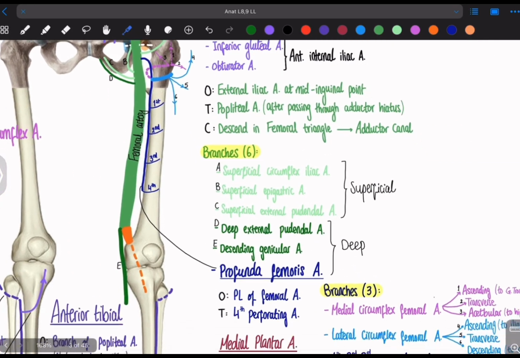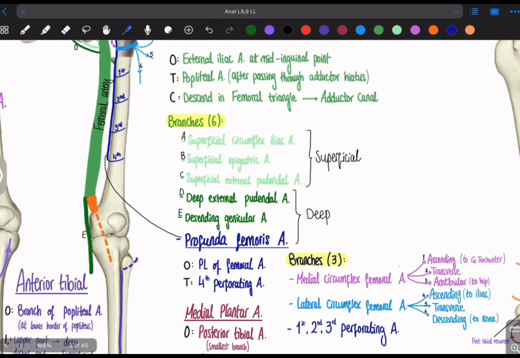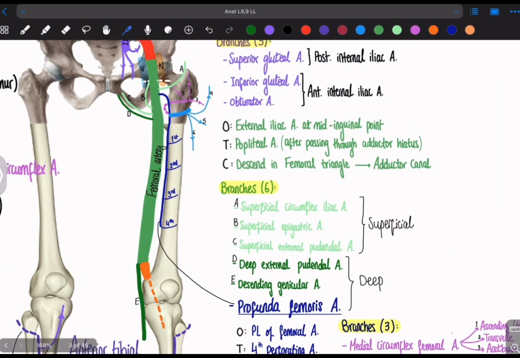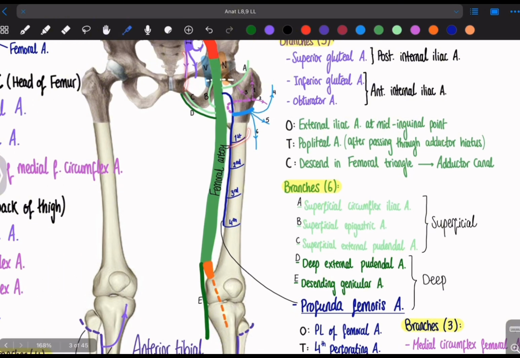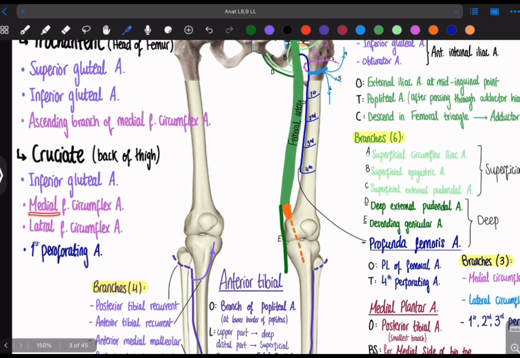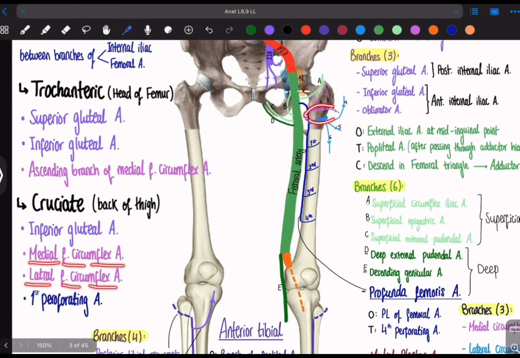Remember where this is from? It's from the profunda. So here we said first, second, and third. We only want the first. The first perforating artery, which is right here, this is from below. So this is from above, and this is from below. What about the sides? The sides we have the medial femoral circumflex and lateral femoral circumflex, which are these two, the pink and blue one.